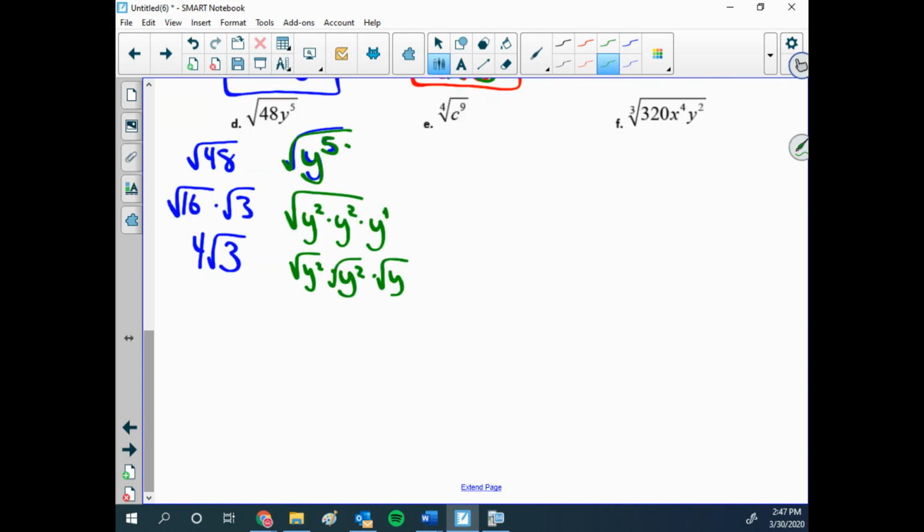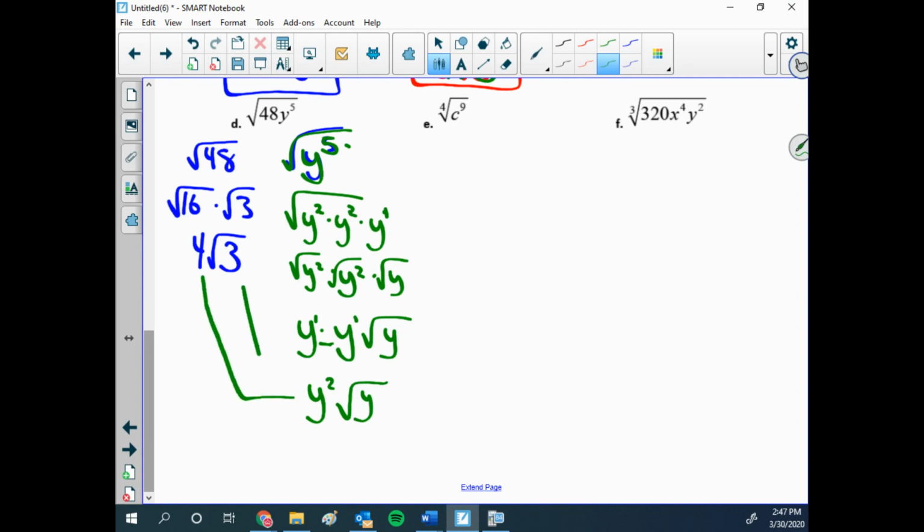What's the square root of y squared? y. What's the square root of y squared? y. What's the square root of y? Well, that would just stay as irrational. And so now I can simplify these and add those together. So y squared and the square root of y. So really what I want to do in the end is combine those together. So my coefficients come together as 4y, and my radicals come together as the square root of y. Sorry, y squared up front.